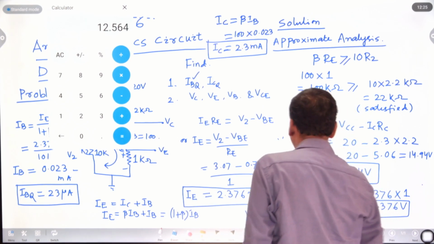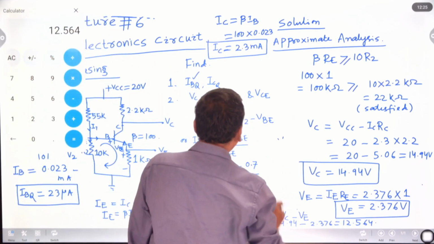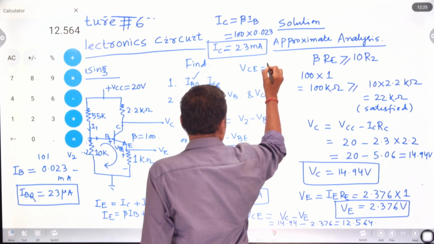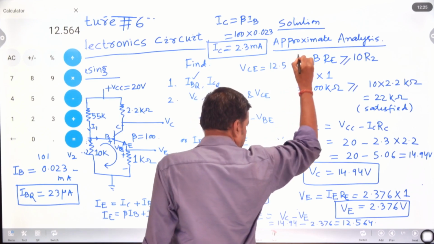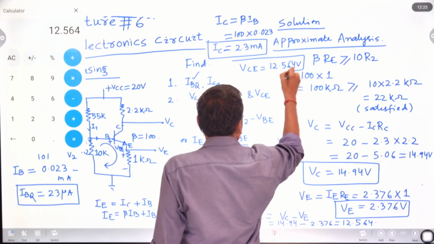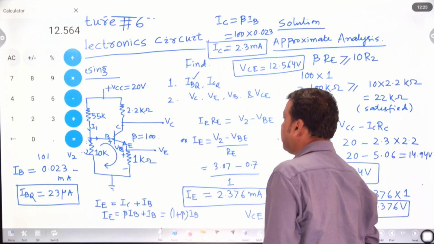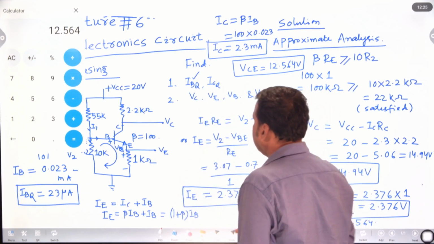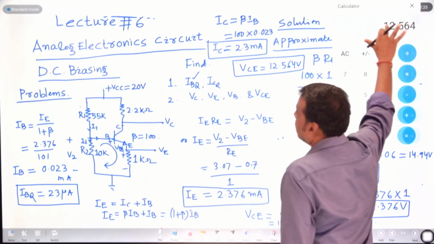12.564 is nothing but your VCE. So VCE equal to 12.564 volt. Then another is your VBE. VB, already 0.7, you know. So that is your VB. So VB is nothing but what?